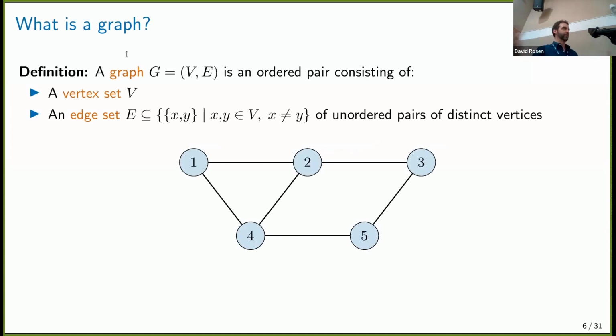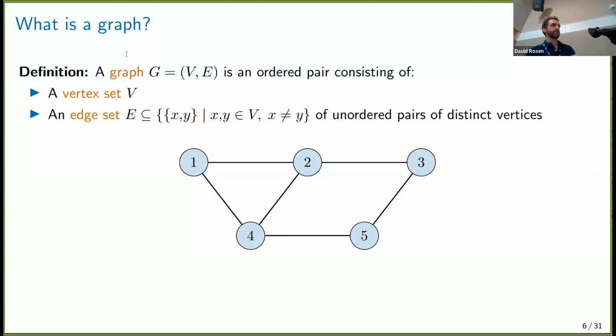Just to make sure that we're all on the same page, for those of you who maybe have not studied graph theory previously, a graph is just an ordered pair consisting of a set V, whose elements are going to be called vertices, and a set of edges, which are just going to be subsets of distinct vertices, or unordered pairs of distinct vertices. Pictographically, it's often drawn in this way, where vertices are drawn as nodes, and edges are drawn as straight line segments that connect their endpoints.